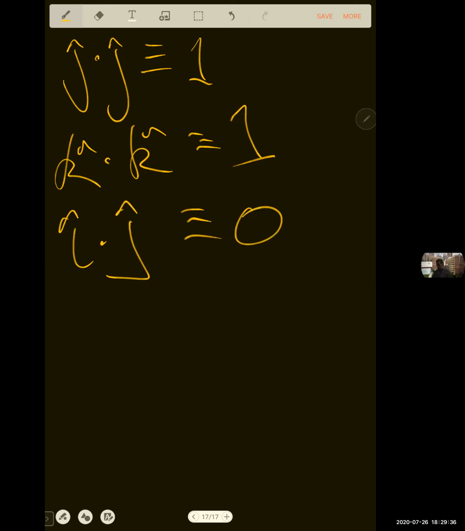i dot j will equal 0, because the angle between i and j is necessarily 90 degrees, right? These are the three axis unit vectors. So they're necessarily perpendicular to one another. So any two that you pick that are different, the dot product will equal 0. Strictly speaking, this is called an orthonormal set.